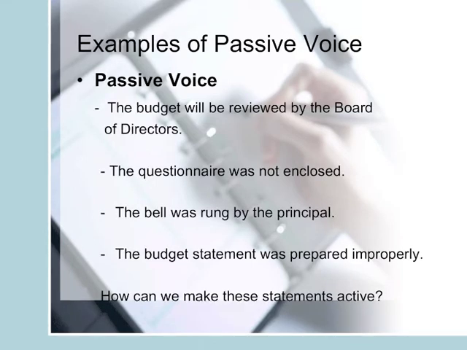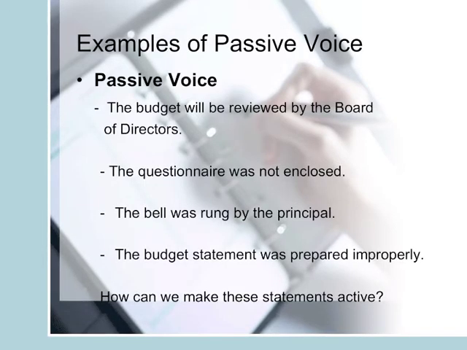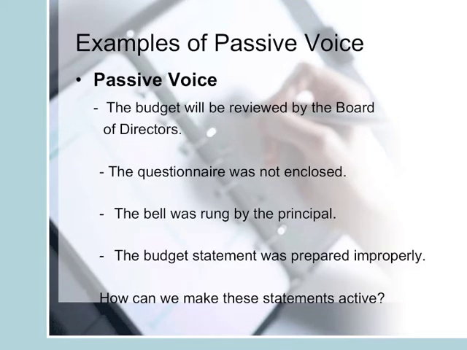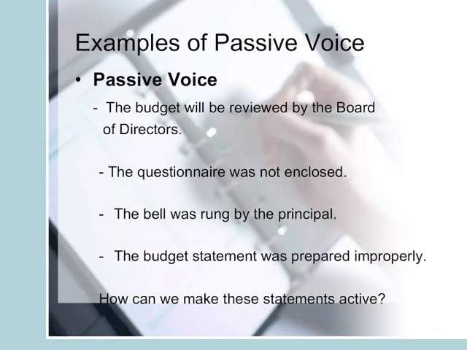Example number 2, the questionnaire was not enclosed. There are several problems with this sentence. One is passive, and the problem that it leads to is we don't know who didn't enclose it. So to fix this sentence would require additional information and obtaining the information of who it was that didn't enclose the questionnaire. An example of active would be, I did not enclose the questionnaire. And if you're the one who didn't enclose the questionnaire, now we know why it's passive, because you wanted to keep that information to yourself.